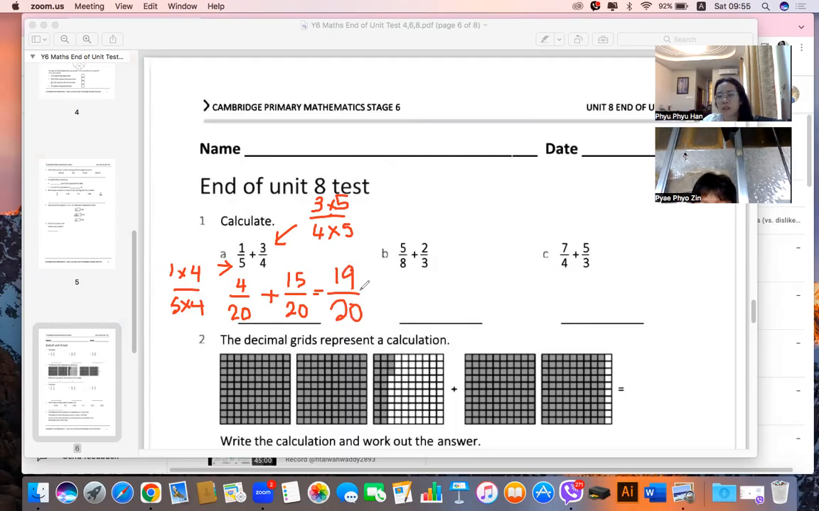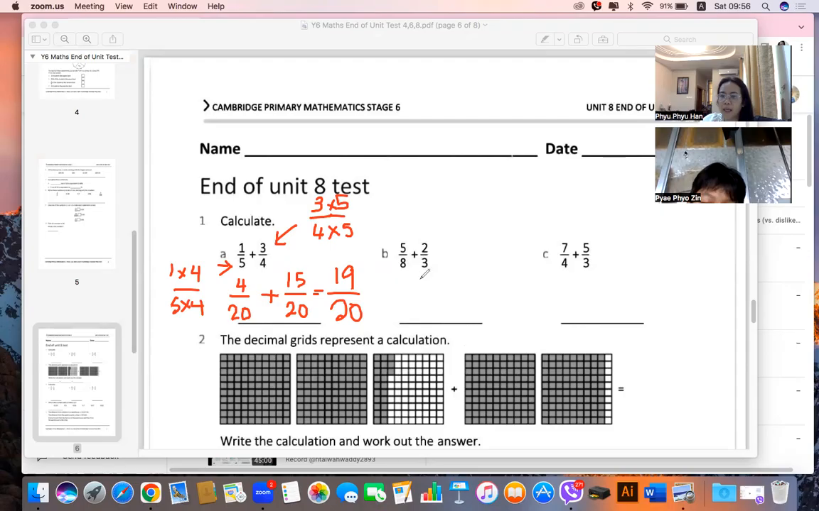So for the minus case, for example the subtraction case, do you think you need to also make the denominator the same, or you don't need to? What do you think? Need to. Yes, you need to make the denominator the same. Okay, good. So now we will do this.